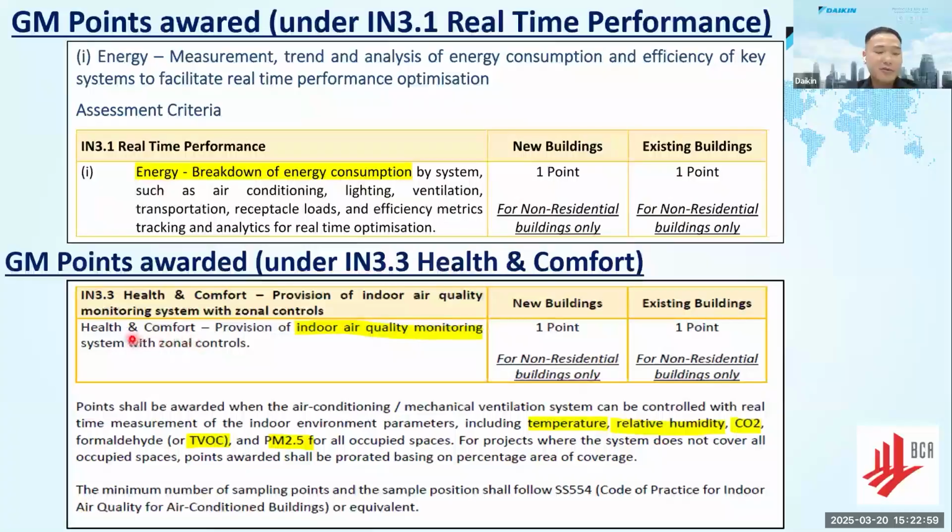And for another point, which is the IN 3.3 potential point, which is health and comfort. There's a requirement from BCA whereby health and comfort calls for provision of an indoor air quality monitoring system with zonal control. Basically, the parameters you have to monitor are temperature, RH, CO2, TVOC, and PM2.5. And earlier, I did mention the interlocking function from our aircon equipment with the CO2 sensors and HRV or PICO units. So we are able to do this interlocking with zone control as well. So if the designer were to look at the Green Mark points, these are the points that you may be looking forward to.